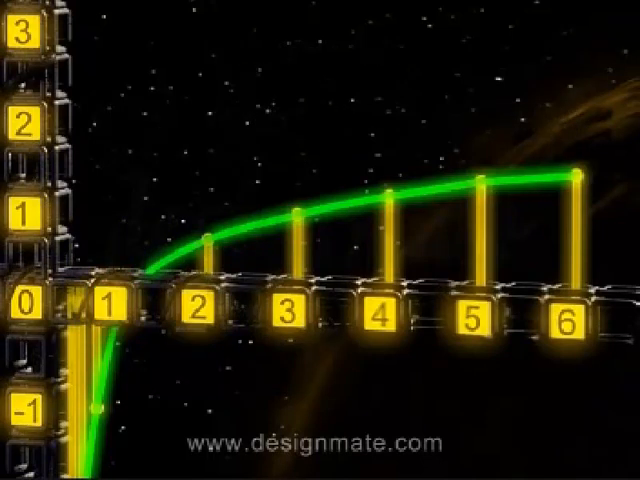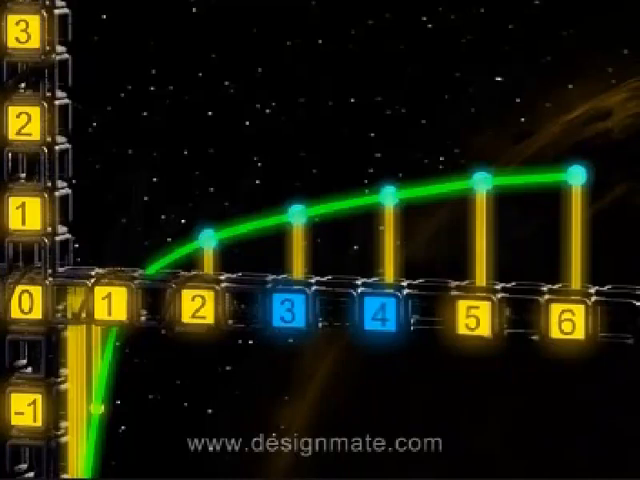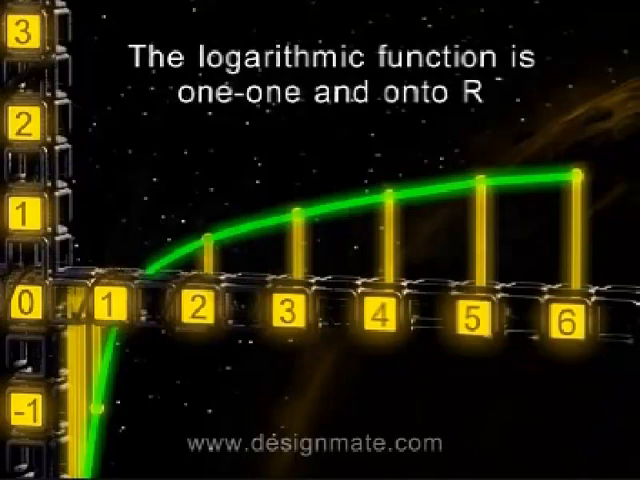From the graph, we see that to any two distinct positive real values of x, there correspond two distinct real values of y. Moreover, for every y belonging to R, there exists a unique x belonging to R+. The logarithmic function is 1-1 and onto R.